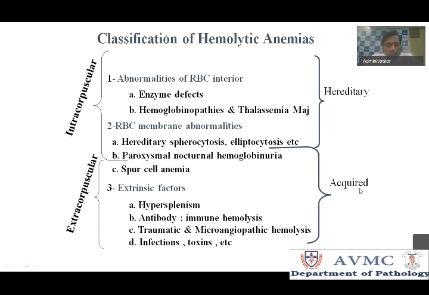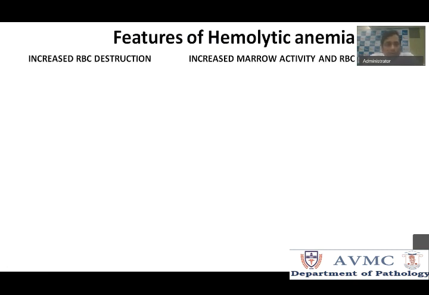So the two basic features of a hemolytic anemia, as I was saying, are increased RBC destruction, and increased marrow activity and RBC production to compensate for the loss from destruction happening outside. These two are the important findings in a hemolytic anemia: increased RBC destruction, and increased marrow activity and RBC production to compensate for the loss.